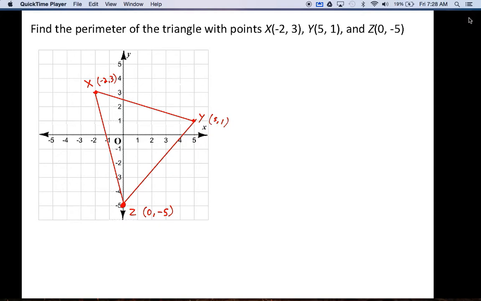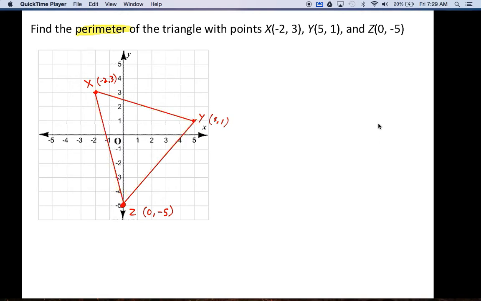So for this next one, it tells us to find the perimeter of this triangle. You can see I just plotted the points X, Y, and Z and labeled them. If you remember, the word perimeter means all the distances together. So we're going to find the distance of this line, the distance of this line, and the distance of this line, and add them all together.